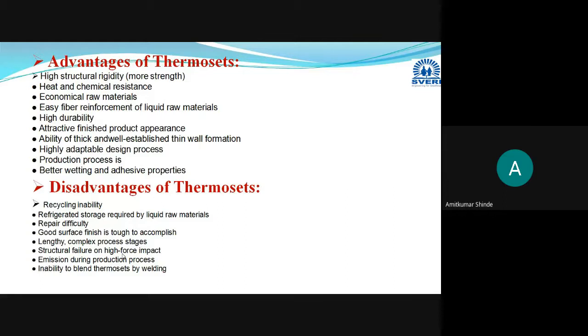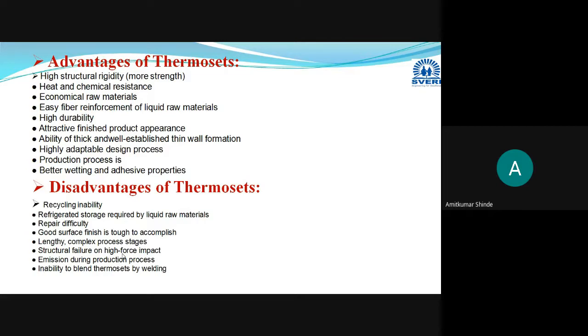Then here the fiber reinforcement of liquid raw material is very easy. Then its durability, or you can say its life, as compared to thermoplasts, is longer. Life will be very long. Then the finished component will have a very good surface finish. The ability to form thick and thin walls is also there. Then better adhesive properties are provided here.